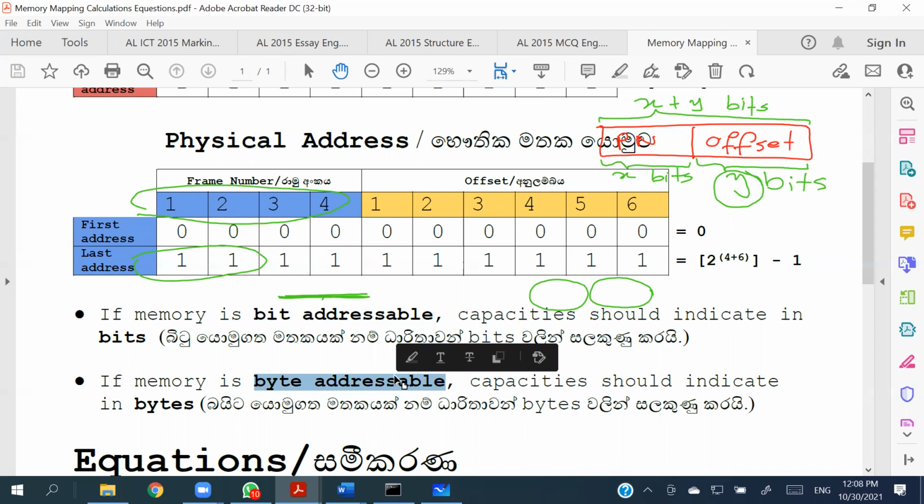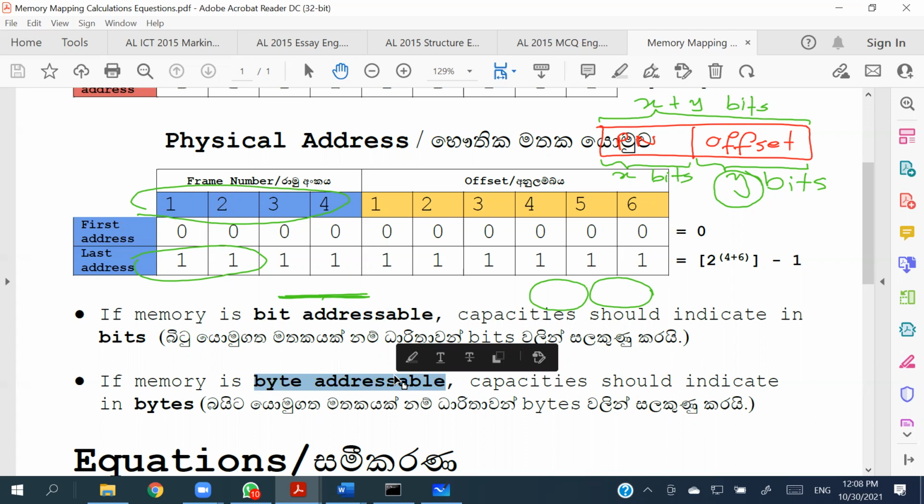So be careful when you are doing the calculation. You have to concentrate on whether this is a bit addressable memory or a byte addressable memory. Now, it doesn't matter whether the question is referring to a logical memory or a physical memory. If it is a logical memory, it can still be bit addressable or byte addressable. If it is a physical memory, it can still be bit addressable or byte addressable. Anyhow, your question should illustrate that.